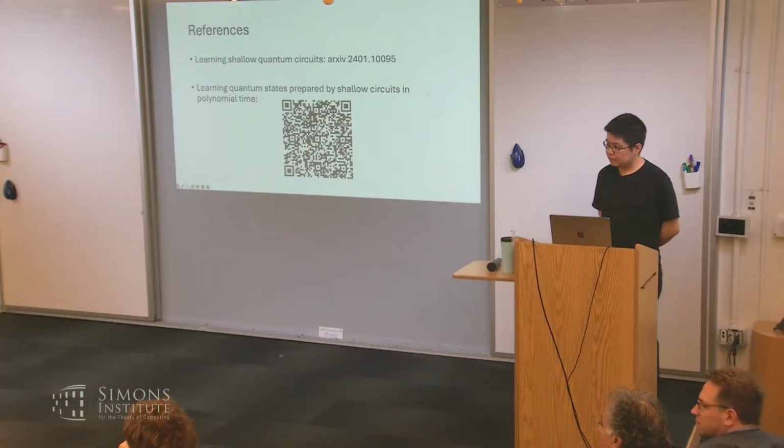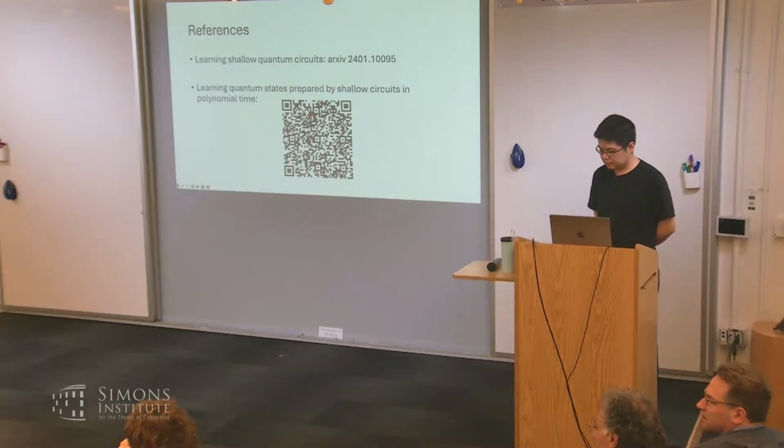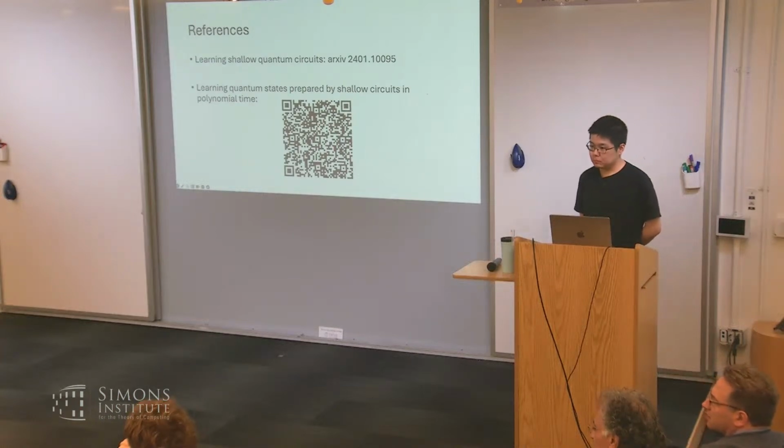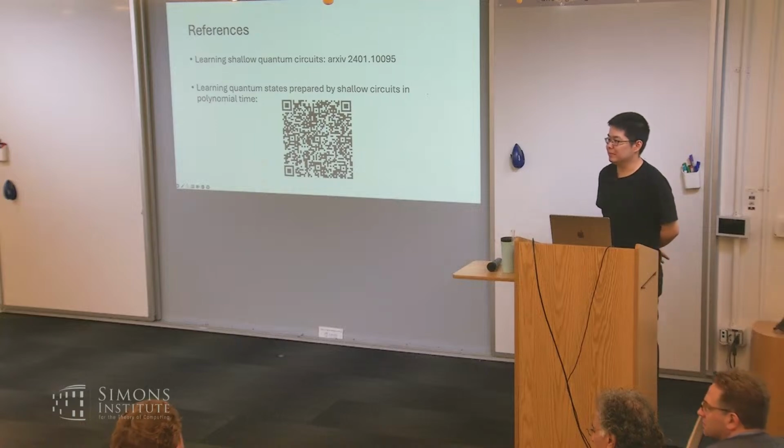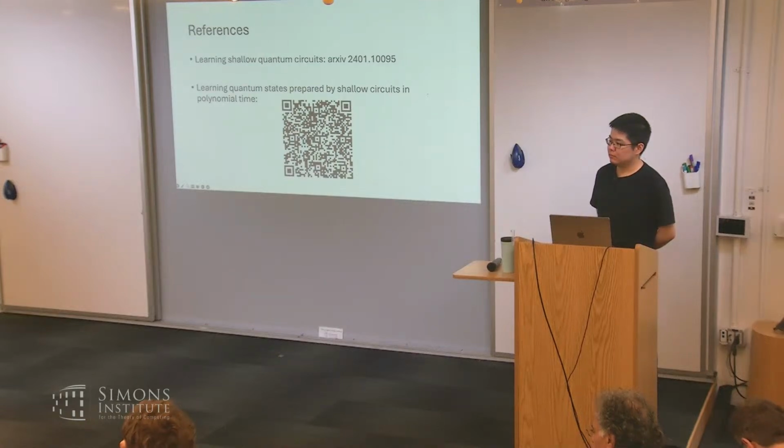Thanks for the nice talk. You mentioned that your algorithm also works for polylog depth unitary. Is there any modification needed? Because in that case, the light cone is much bigger. Yeah, I claim it works in quasi-polynomial time, just because the light cone is much bigger. Then what stops it from being generalized to polynomial depth circuits? Then it's exponential time.